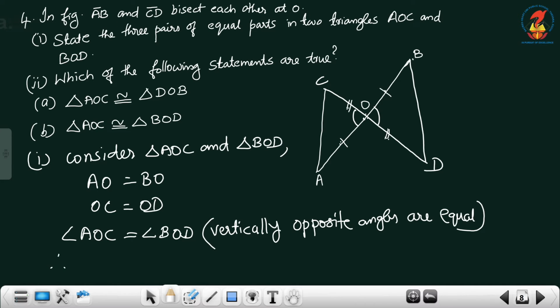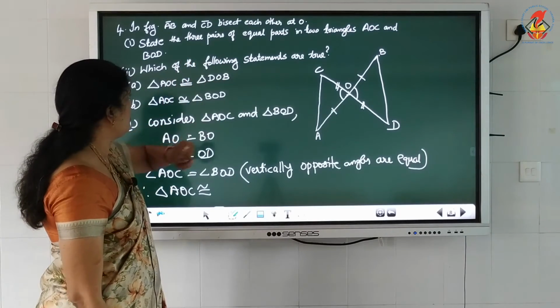Therefore, two sides and included angle. Here OA and OC are two sides, and the included angle of these two sides is angle AOC. The same thing, OB and OD. Here angle BOD is the included angle of these two sides OB and OD. Therefore, you can write triangle AOC congruent to, by SAS we already proved that three equal.